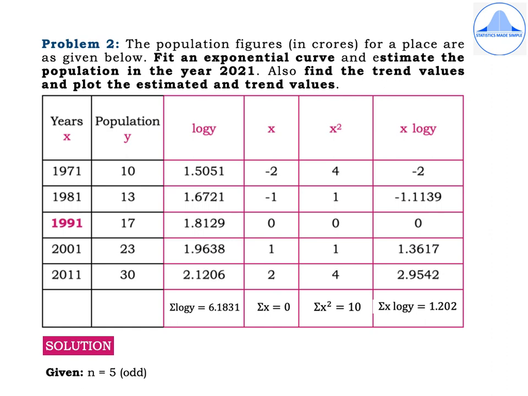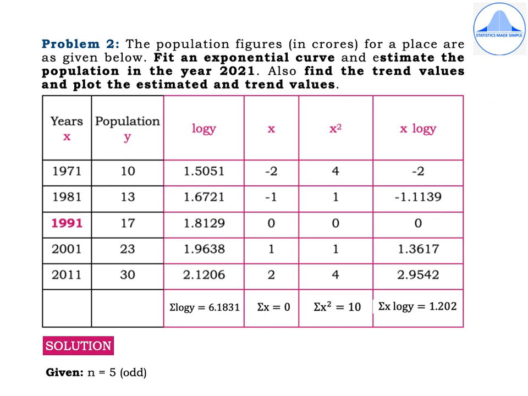Problem 2. The population figures in crores for a place are as given below. Fit an exponential curve and estimate the population in the year 2021. Also find the trend values and plot the estimated and trend values. In the first column, we have the years as 1971, 1981, 1991, 2001, 2011, and the population values are 10, 13, 17, 23, and 30.